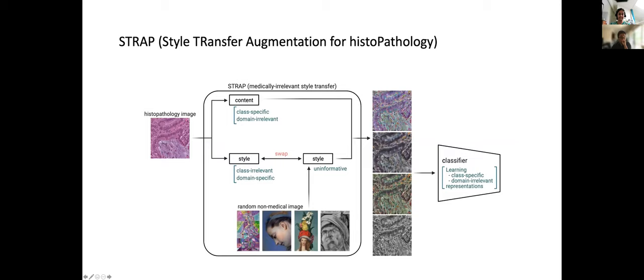So we proposed an approach called STRAP, style transfer augmentation for histopathology. By applying style transfer, we split a histopathology image into two components. One is content, the other is style. We extract the style from random non-medical images like artistic paintings, and we swap the style and generate stylized versions of the histopathology images. My hypothesis is that this content is more class specific and domain invariant, so the model can learn the class specific and domain invariant representations, and then hopefully those models generalize better.